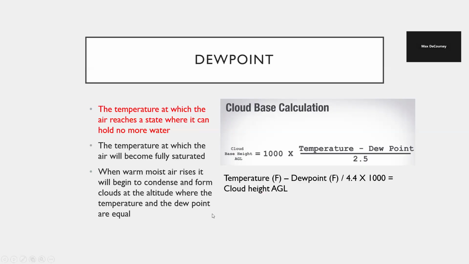So we have two formulas where you can approximate what the base of the clouds is based upon the temperature and the dew point. What you'll do is you'll take the temperature and subtract the dew point, and then if those numbers are in Celsius, you'll divide them by 2.5, and then you'll multiply by 1,000. That'll give you the approximate cloud base height. If your temperature is in Fahrenheit, your dew point's in Fahrenheit, you'll divide that number by 4.4.